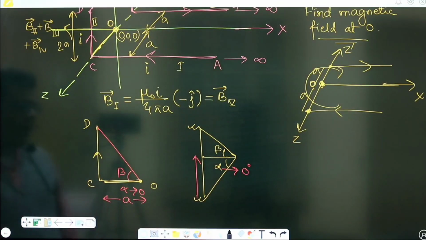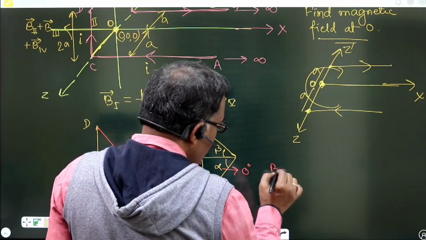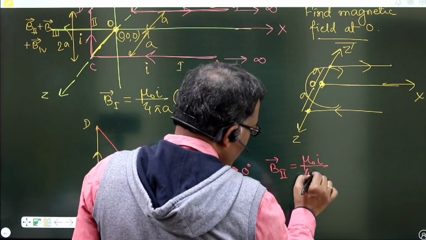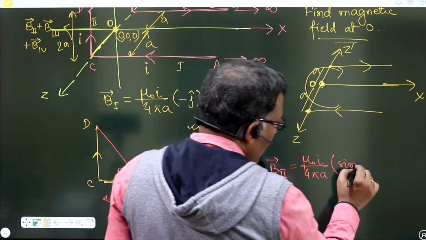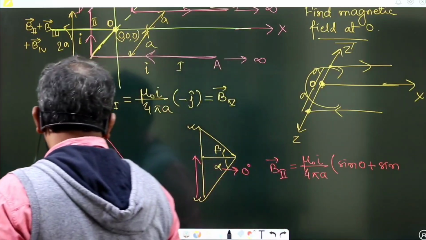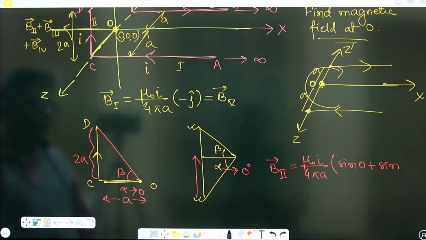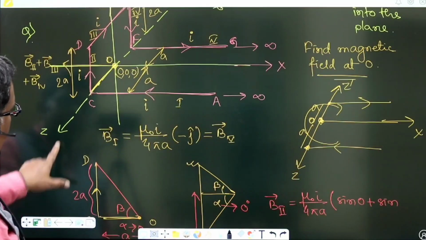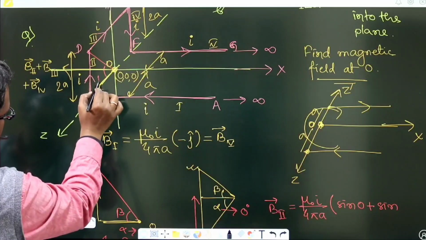For the finitely long wire, the magnetic field due to section 2 can be written as mu naught I by 4 pi into the shortest distance, times sine of alpha, sine of 0, plus another sine of something. What will that something be? This is A, this is given as 2A. Check the geometry. Is it 2A? Is this A? So when I join, this is the beta for me.